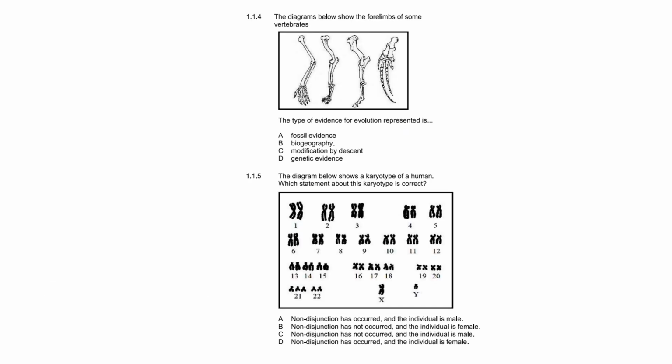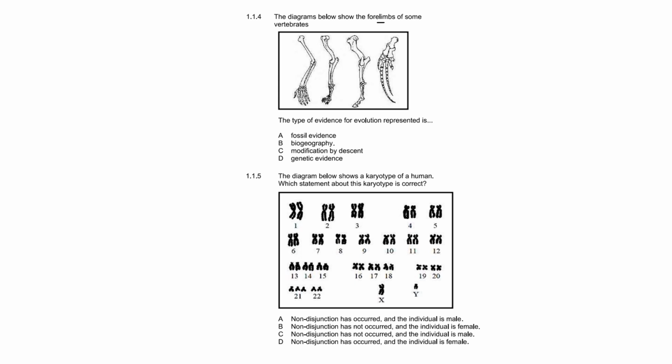And now we're going to a different topic, which is evolution. We're given 4 limbs of vertebrates. This one is about knowing the different types of evidence for evolution. We're being asked which type of evidence for evolution is shown there. So they want us to know the different forms of evolution.